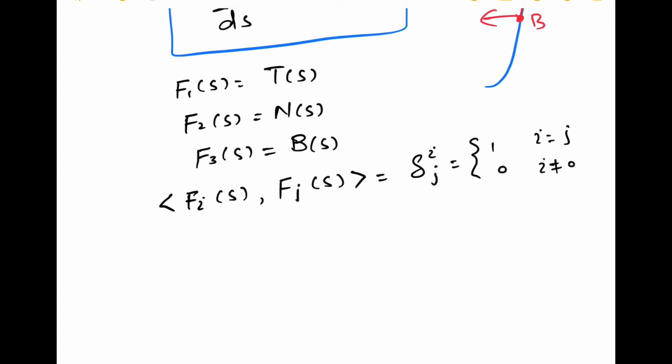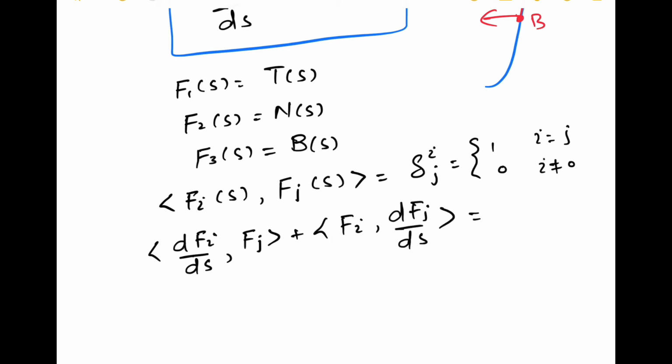Now I take the derivative of both sides with respect to s, and I'm interested in finding some relations between them. How can I do this? I can take the derivative of this inner product, because this is the expression in which different terms appear. If I take the derivative with respect to s of the left hand side and right hand side, I obtain dfi/ds dot fj plus fi dot dfj/ds, and this is equal to 0.